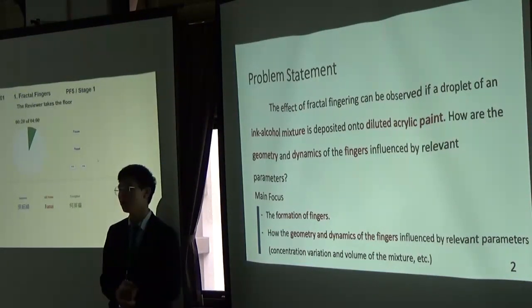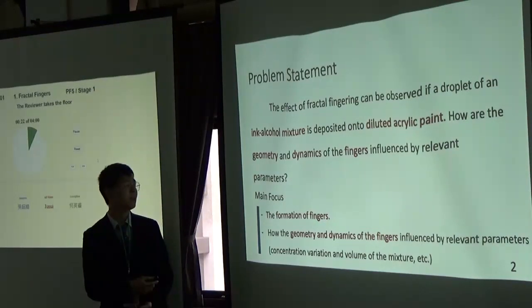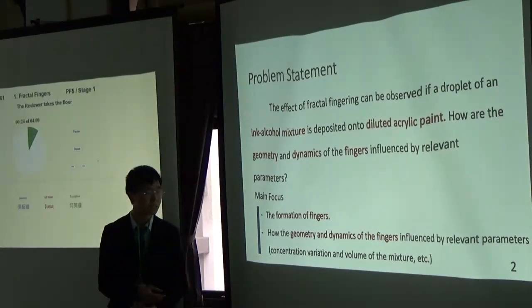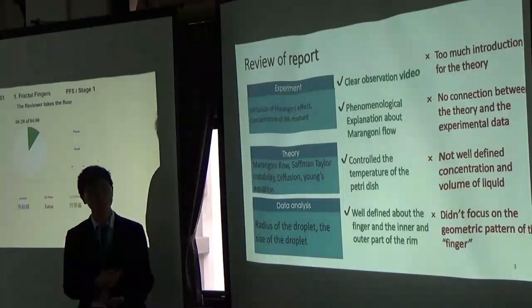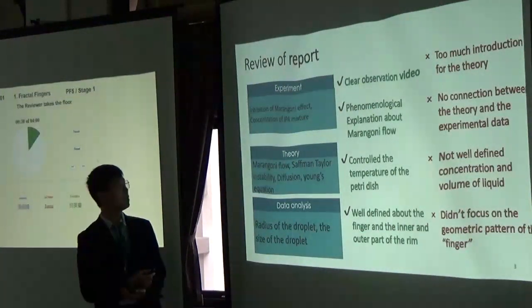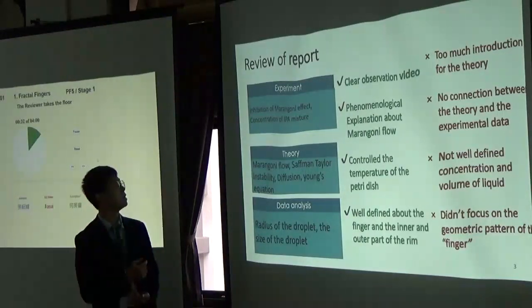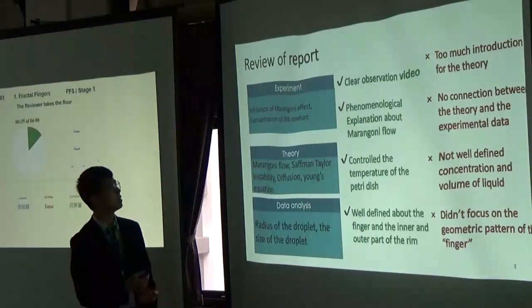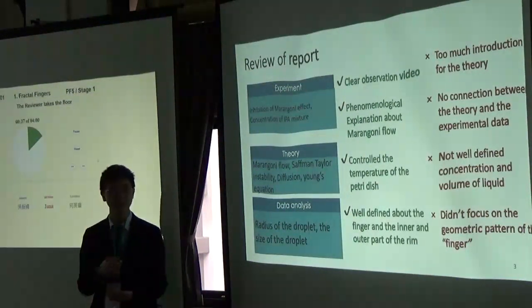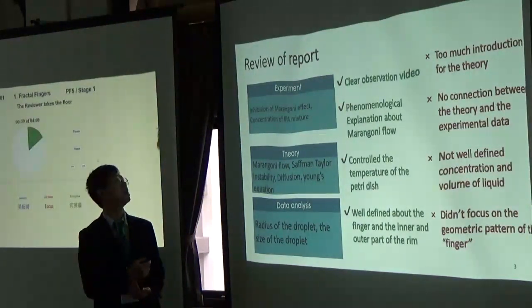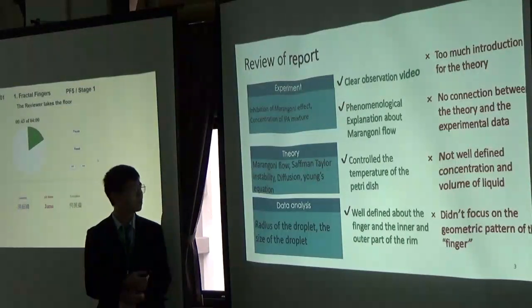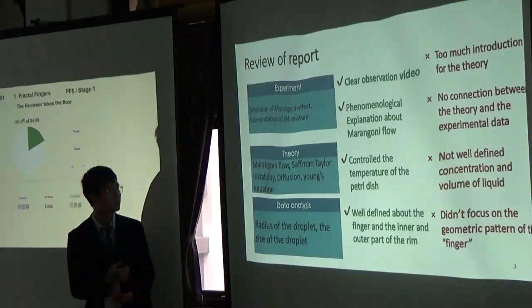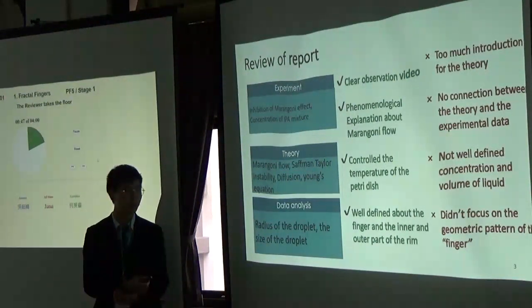Due to your problem statement, I believe that we should focus on the formation of fingers and how the geometry and dynamics of the fingers are influenced by the relevant parameters. This is a review of the report. For her experiment part, she varied parameters including the inhibition of the Marangoni effect to prove that the Marangoni effect does exist in her experiment, and also the concentration of the IPA mixture. She talked about the theory regarding Marangoni flow, Saffman-Taylor instability and diffusion, and Young's equation.